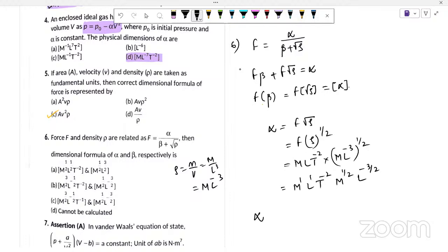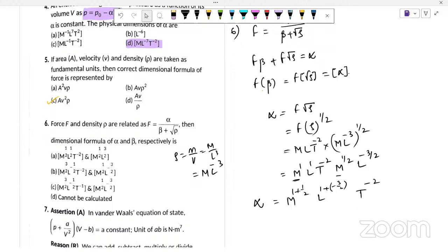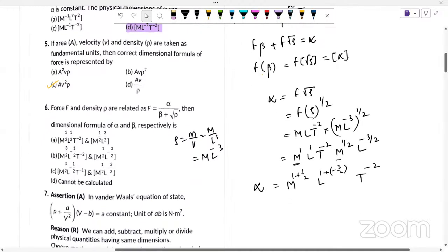That means the dimension of alpha will be equal to M to the power of 1 plus 1 by 2, L to the power of 1 minus 3 by 2, then T to the power of minus 2. तो T power minus 2 कहीं ऑप्शन में है क्या? देखो बेटा, A में है, B में है, C में नहीं है, और D is also not given. So let me check with this one.